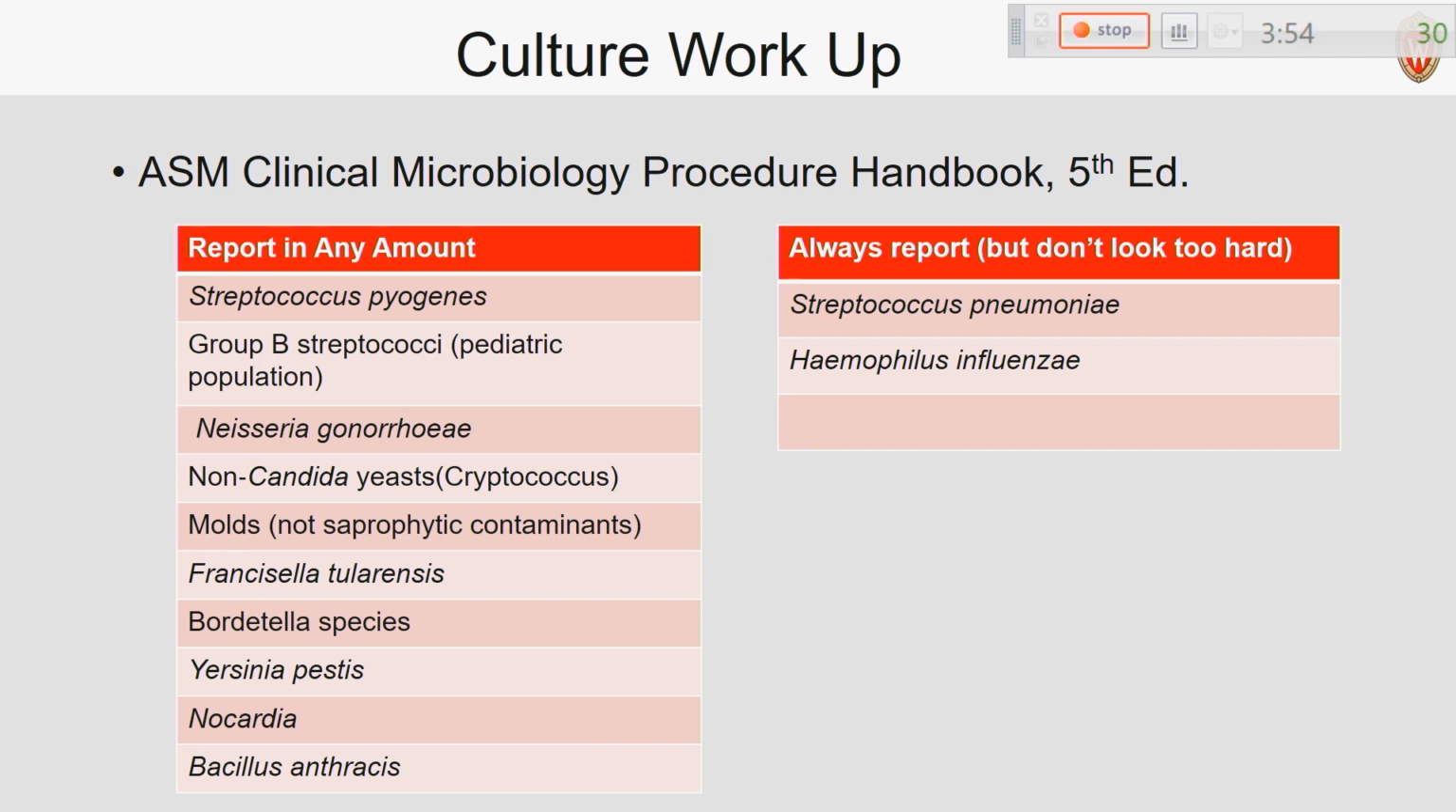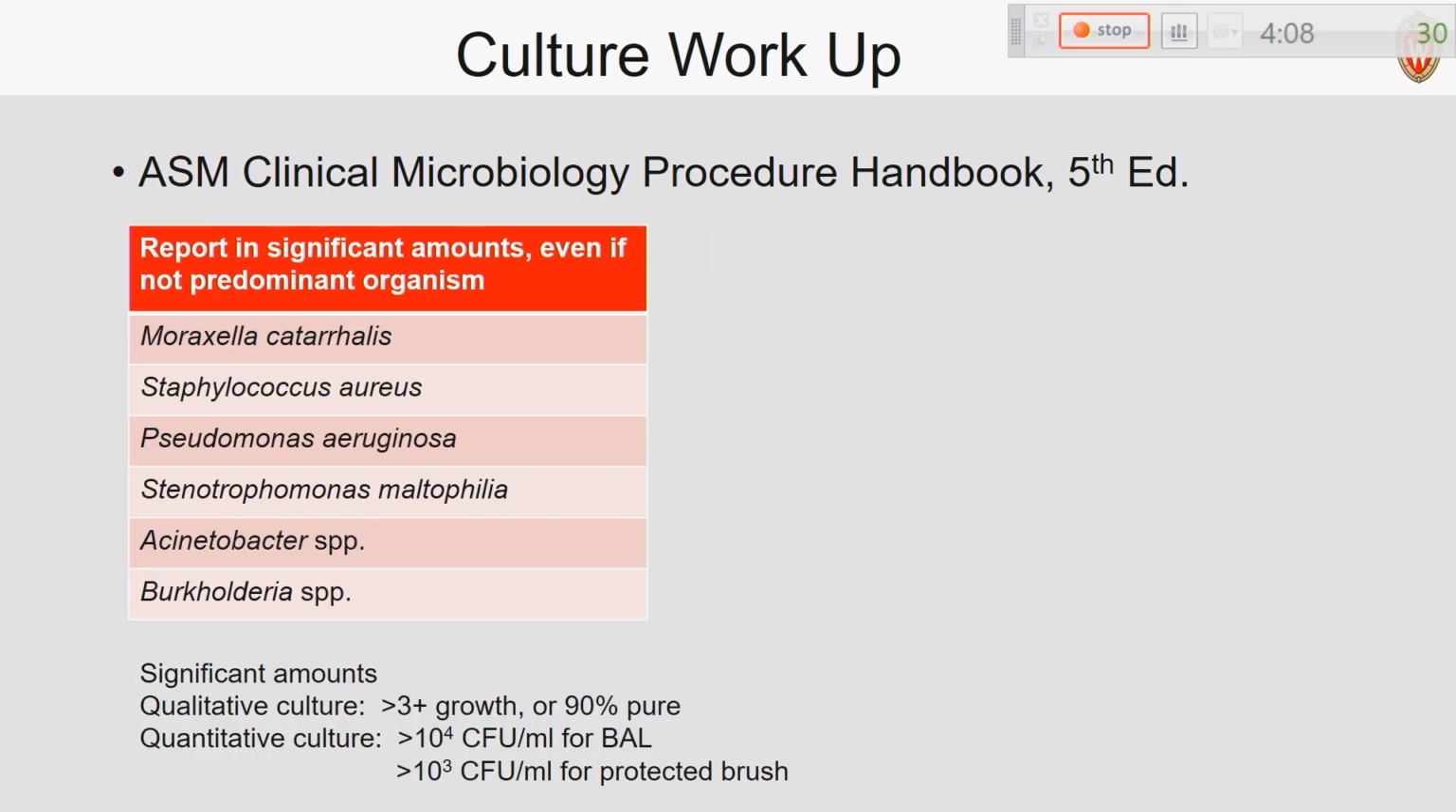A couple other ones that we should always report, but we shouldn't really look too hard for them. Strep pneumo and Haemophilus, if we find them, we should report them, specifically if they're associated with the way that the morphologies are seen in the gram stain.